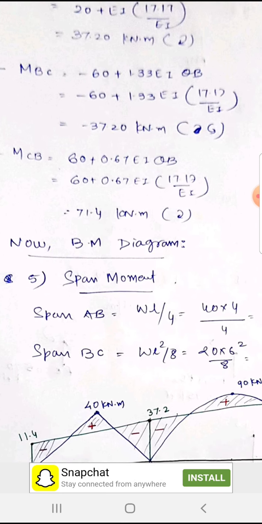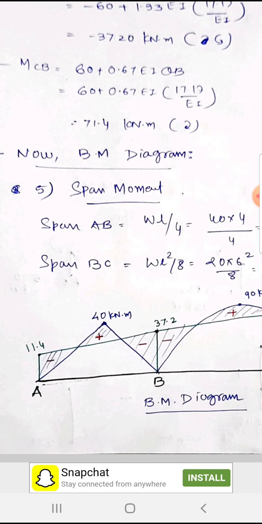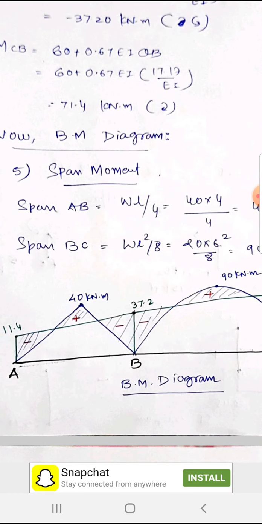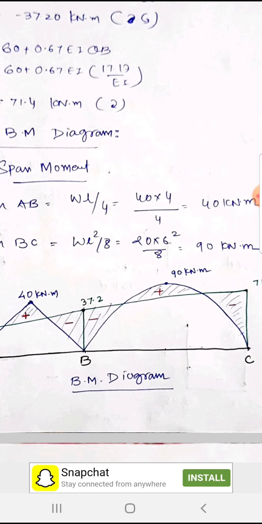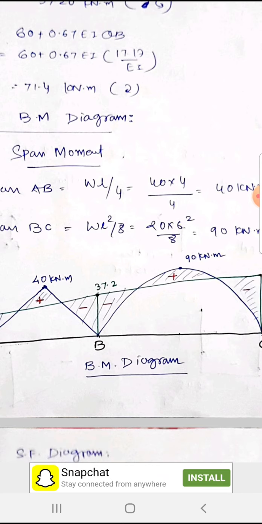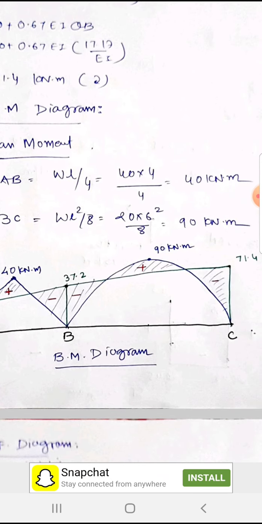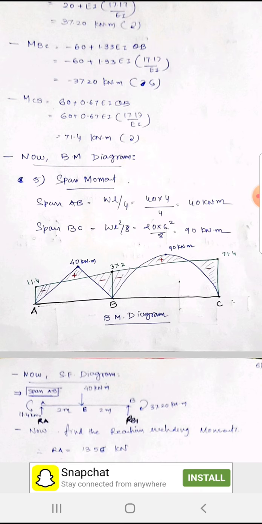that's why it is clockwise. Now what are we going to do? Now we have all the values of moment at the supports, but our next step is finding the span moments. For span AB, the moment is WL by 4, that we know, and that value is 40 kilonewton meter, and for span BC it is WL square by 8, this is the fixed equation, and it is 90 kilonewton meter.